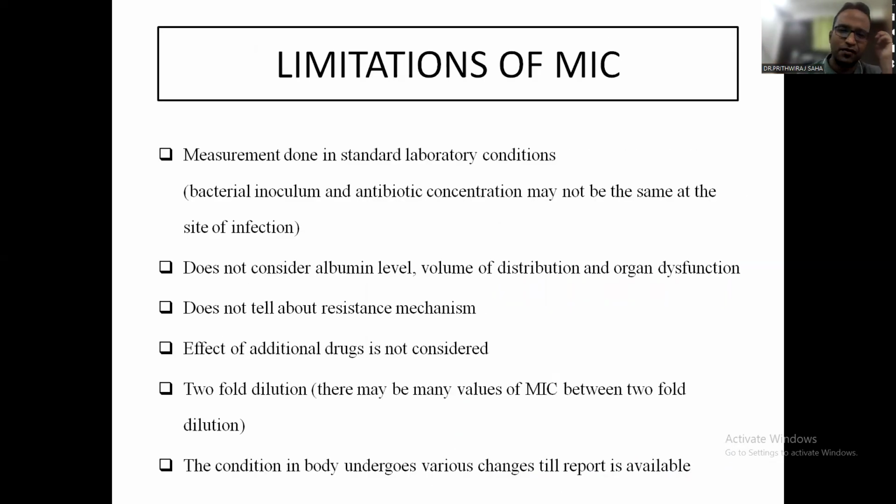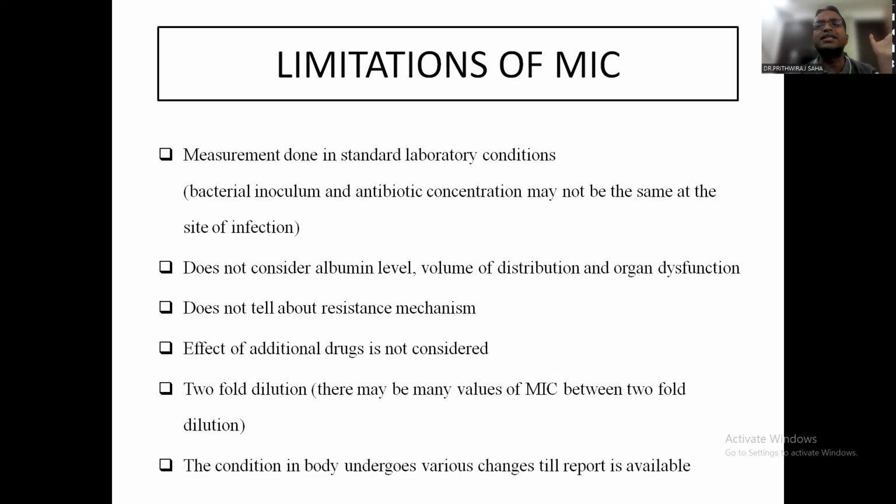Coming to the limitations of MIC, one of the most important limitations is the inoculum effect. What do we mean by inoculum effect? Normally the MIC is measured in the laboratory, but the concentration of bacteria at the level of tissue or at the level of infection may be higher than the amount of bacterial inoculum used for the testing. Normally in the testing, 10 to the power 5 is used.